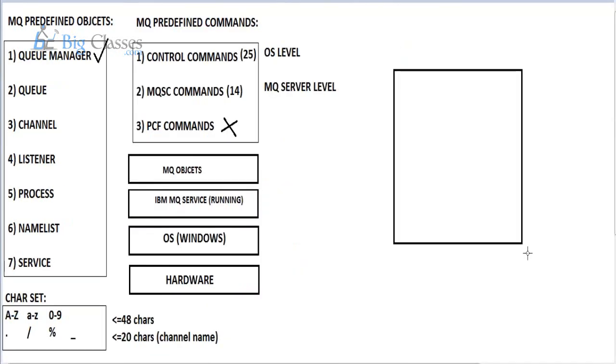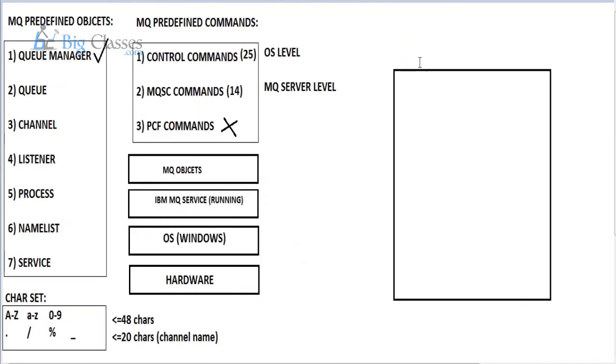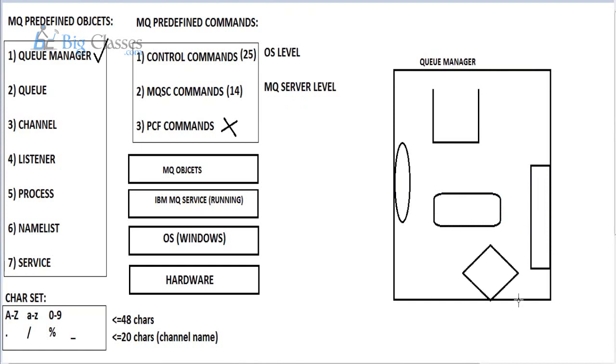Look at here. Once MQ is installed on Windows, it runs as a service. On top of that, very first we create queue manager. Once queue manager is created, we can create rest of the MQ predefined objects in its control. Now I create queue, channel, listener, process, name list, and the service. There is no queue manager, there is no rest of the MQ predefined objects.